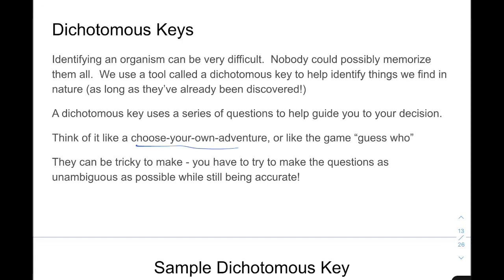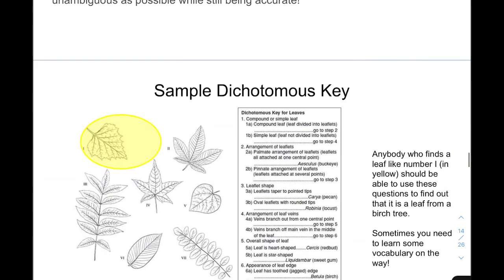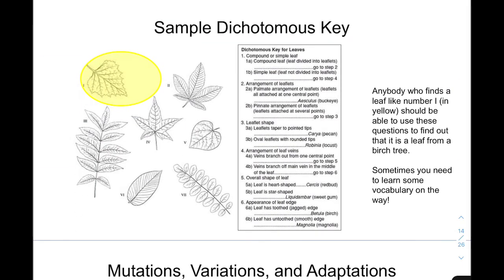So some similarities people have said, this is like Choose Your Own Adventure, those kind of books. Or there's a game, Guess Who. If you don't know it, go look at a YouTube version of it or something like that. It's basically the same idea. When we're making a dichotomous key, you'll need to be able to make a series of questions that anybody could read to identify what you're looking at.